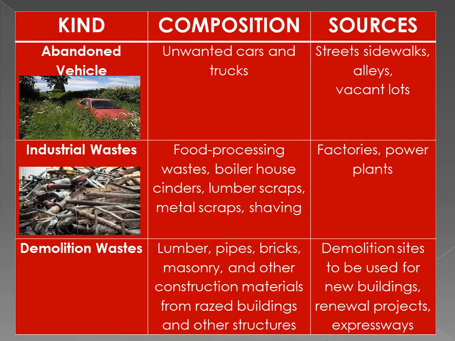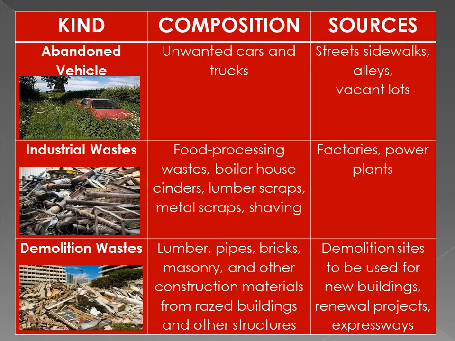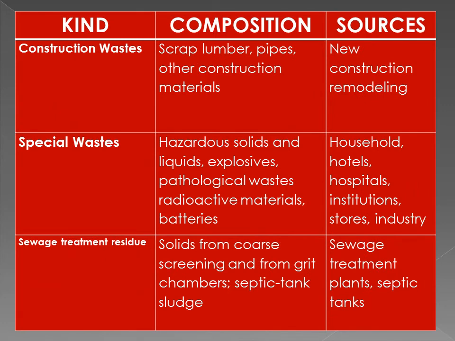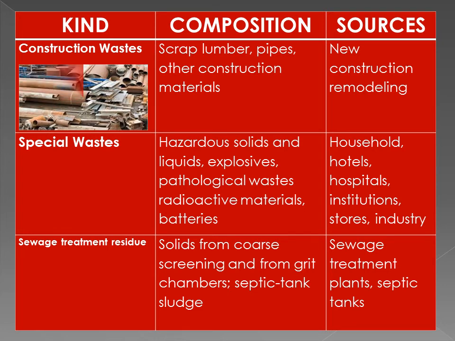Industrial wastes are from factories and power plants, the composition of which are the food processing wastes, boiler house cinders, lumber scraps, metal scraps, shavings. Demolition wastes are lumbers, pipes, bricks, masonry, and other construction materials from razed buildings and other structures. They are coming from demolition sites to be used for new buildings or renewal projects or expressways. Construction wastes are scrap lumbers, pipes, other construction materials. The sources are new construction and remodeling.